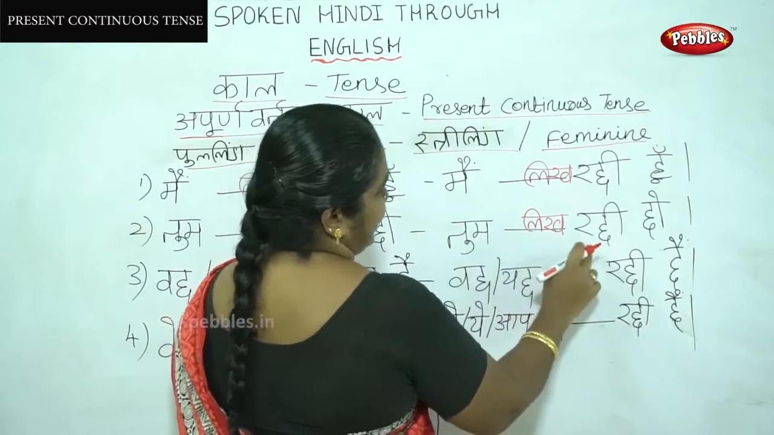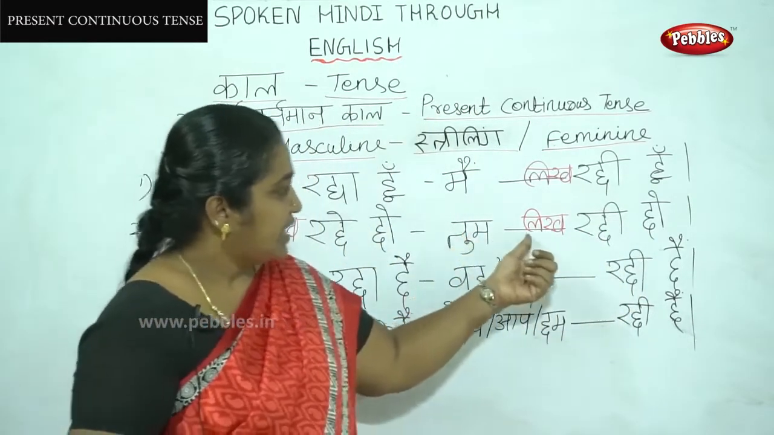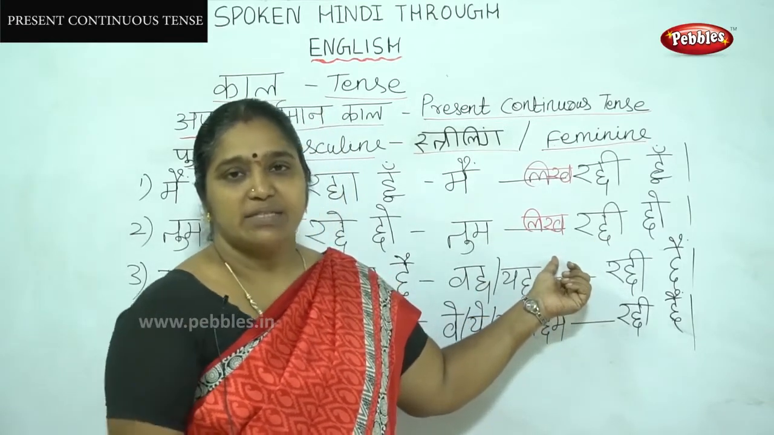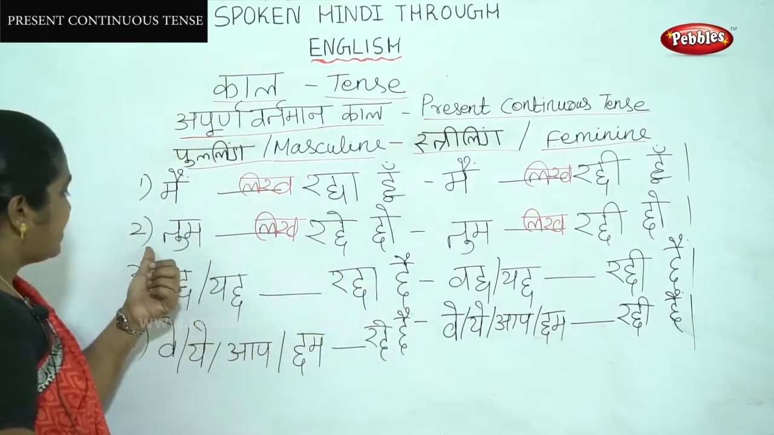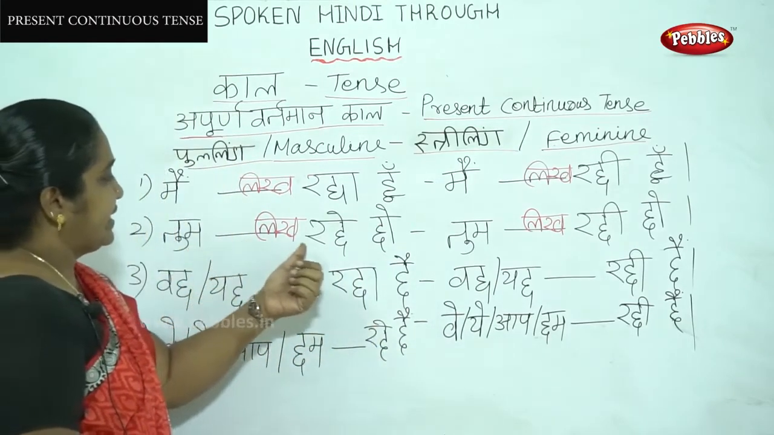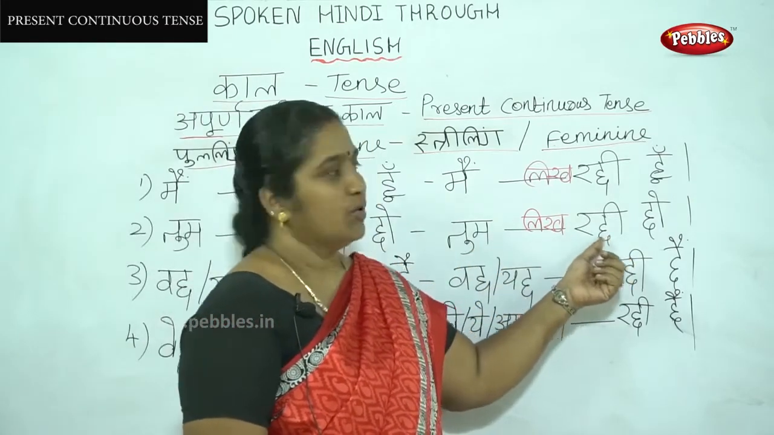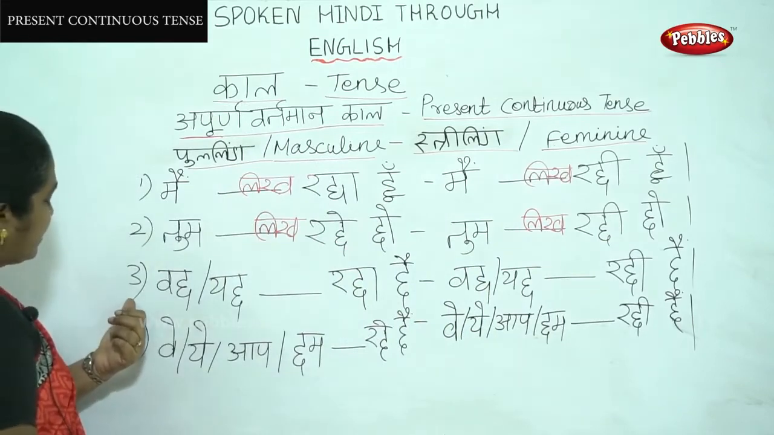Tum likh rahi ho. This is for feminine. For the second person, tum likh rahe ho, tum likh rahi ho. Then we go to the third person.